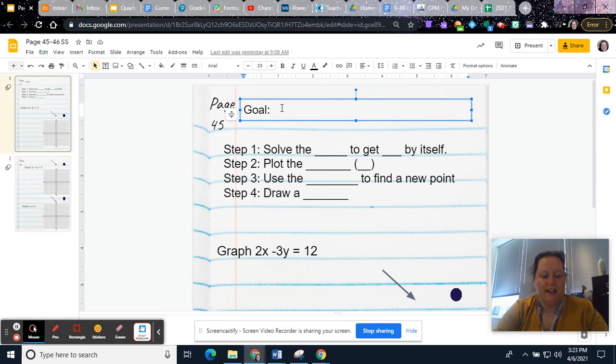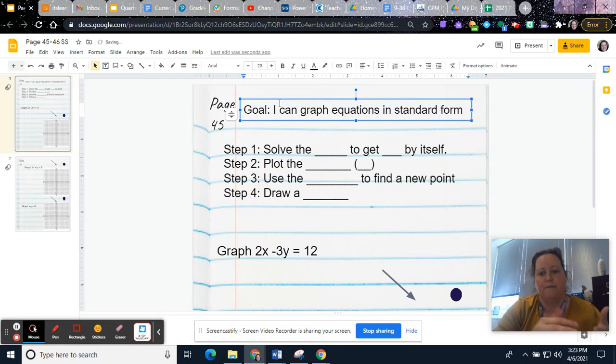Hi, our goal today is to do two things. One would be to convert equations from standard form to slope-intercept form, but then also to be able to graph them. So we're just going to say I can graph equations in standard form, because then your first step would be to put it in slope-intercept.